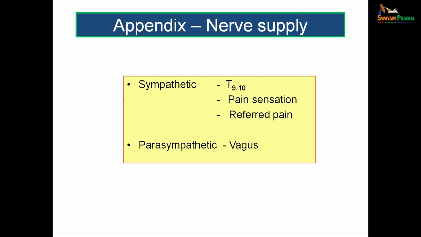The proximal part of this reflex arc is formed by the sympathetic nerves, whereas the distal part is formed by somatic nerves supplying the umbilicus. Parasympathetic fibers are derived from the vagus.